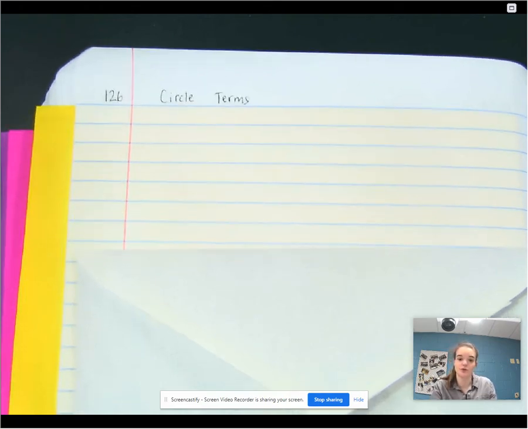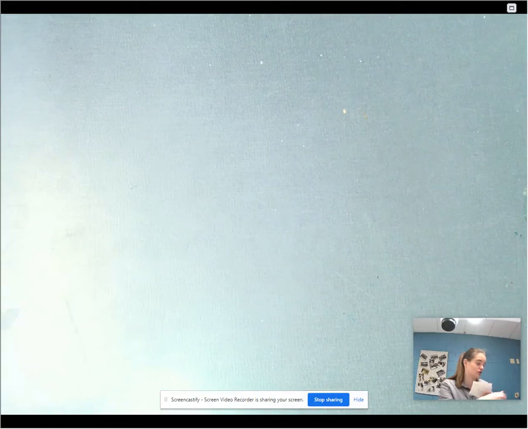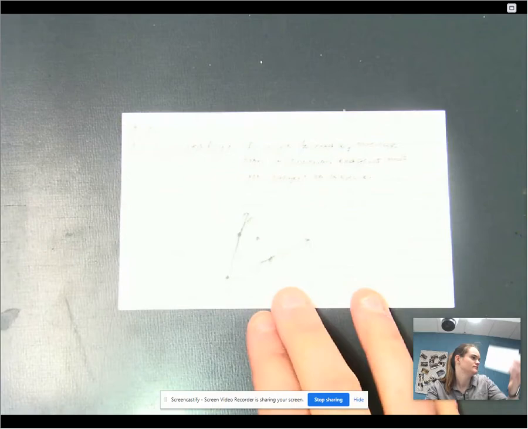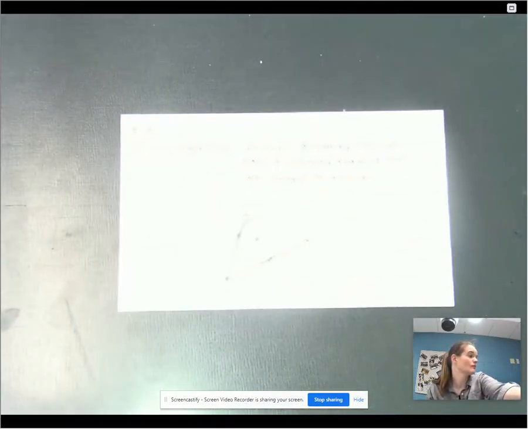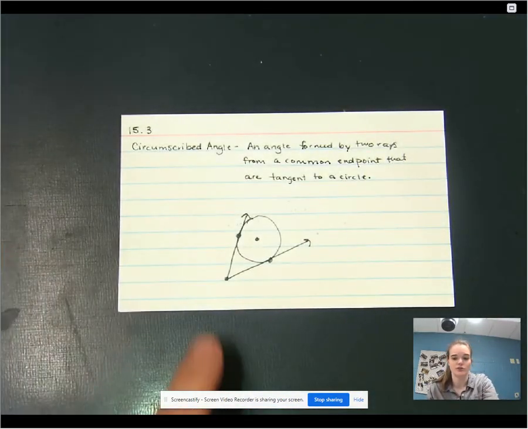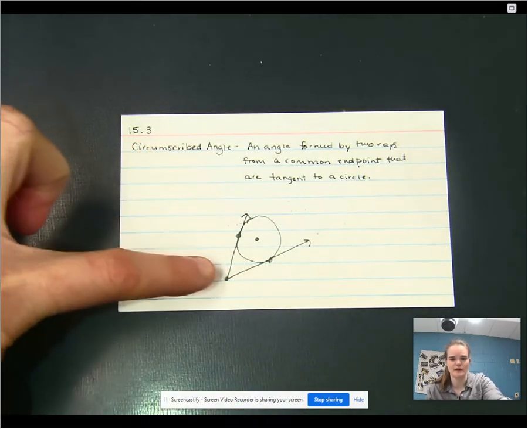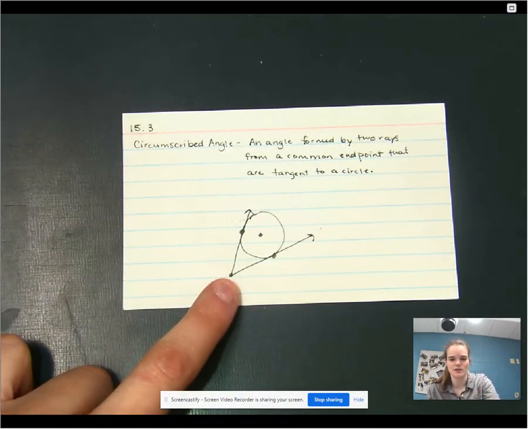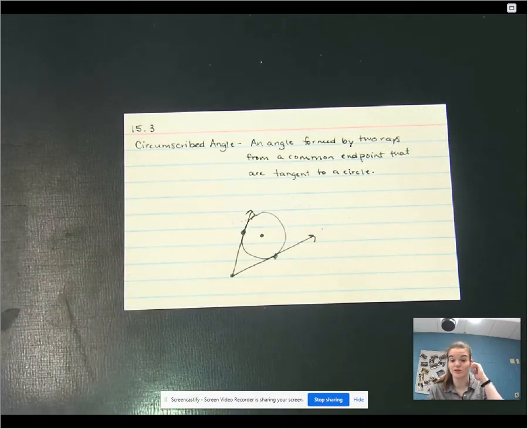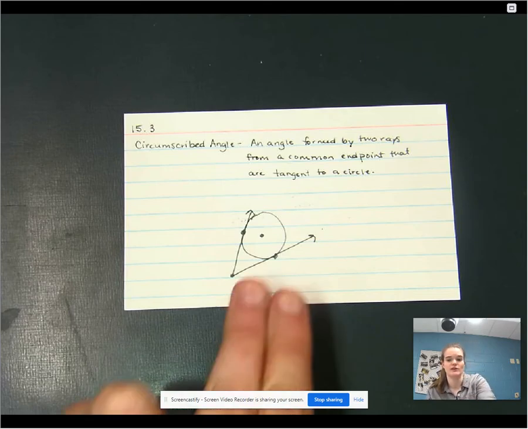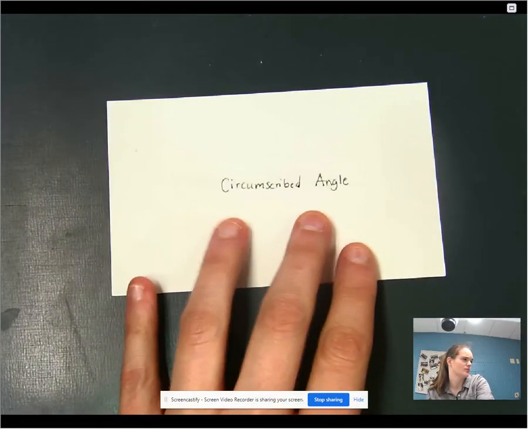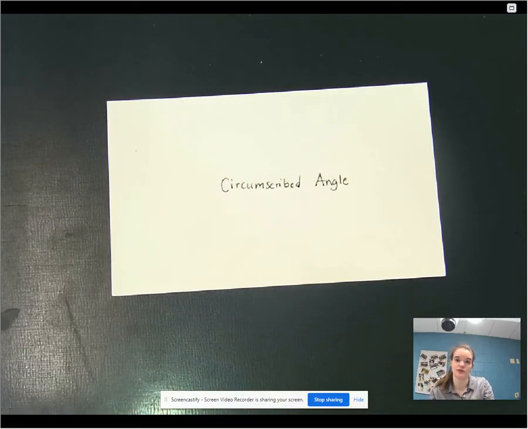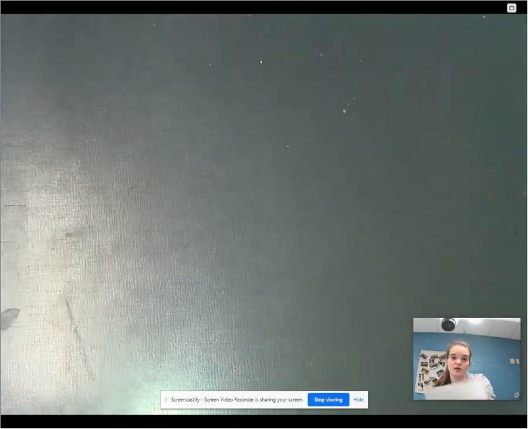Okay, so these are the 3 new terms we're going to talk about, and then they're going to go in your circle terms pocket. The first one is a circumscribed angle. There you go. You'll need to draw the picture. A circumscribed angle is an angle formed by 2 rays from a common endpoint that are tangent to a circle. We're going to talk about the word tangent as well, but circumscribed angle is the first one. So you're going to want to pause that in case you haven't gotten it yet. The other side, of course, is circumscribed angle, because you are going to need to know these. Okay, so that's one of the 3. I'm going to put this in my pocket now. Go back and pause it in case you need to for the definition.